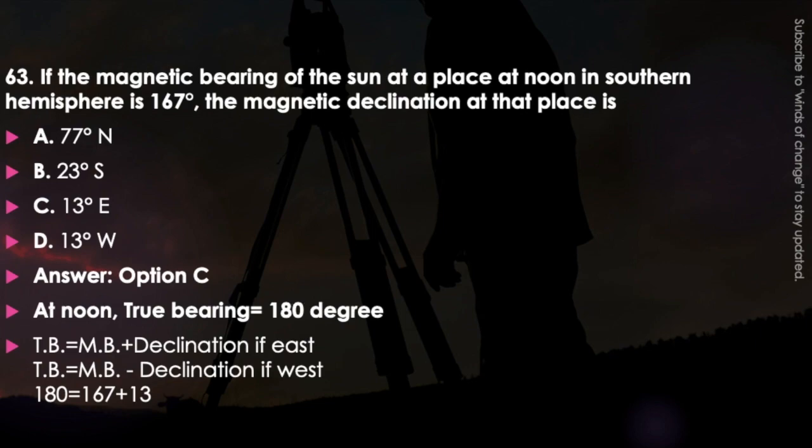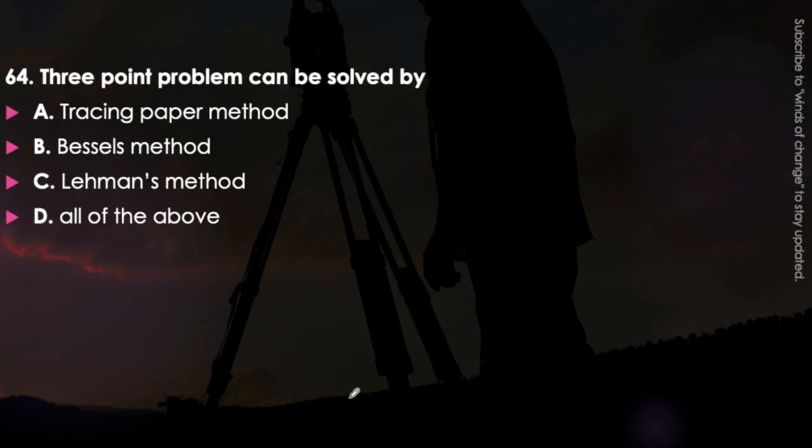It is being explained here. If you forget the concept, then this formula will be very helpful for you. The true bearing equals magnetic bearing plus declination if it is east, and true bearing equals magnetic bearing minus declination if it is west. In this case the declination was 13 degree, but whether it is plus or minus you can determine easily, since true bearing was 180 and magnetic bearing was 167. It can only be obtained if this is a positive value, so the declination will be in the east direction. So memorize it.